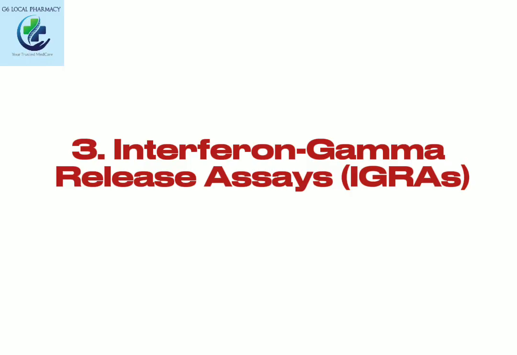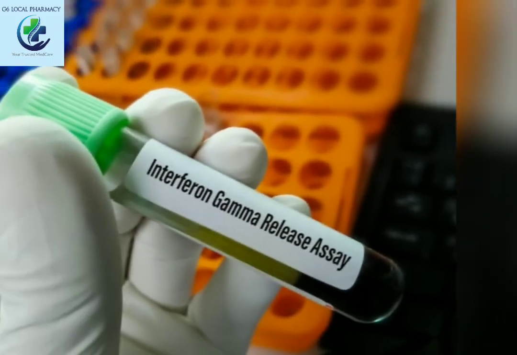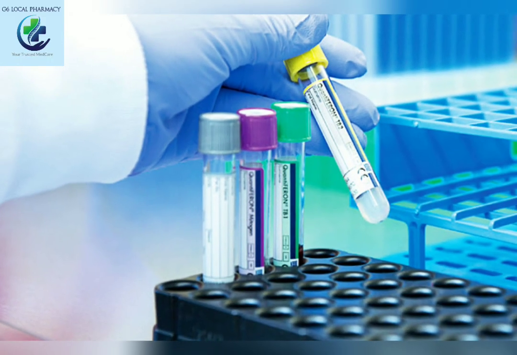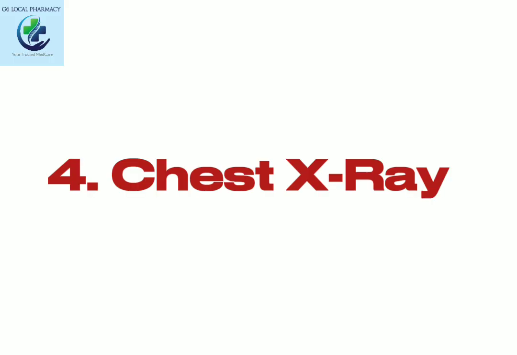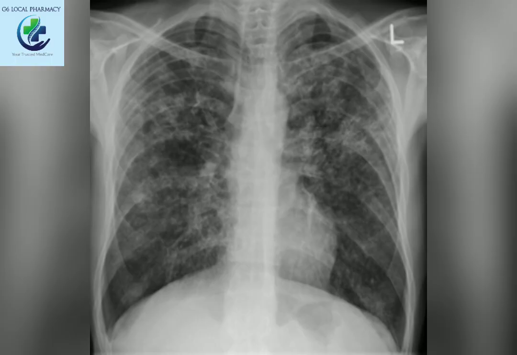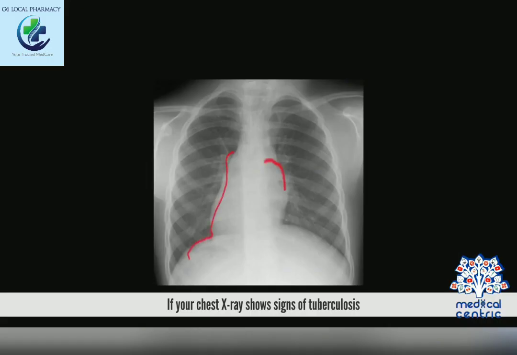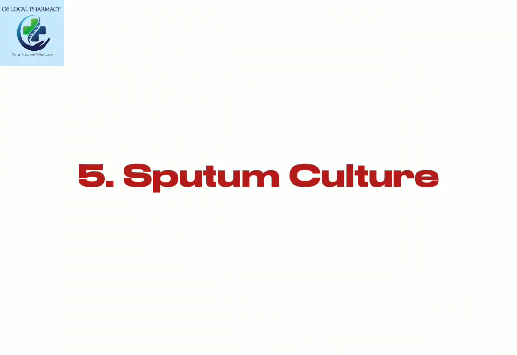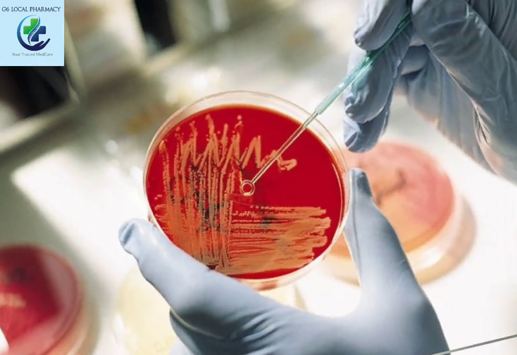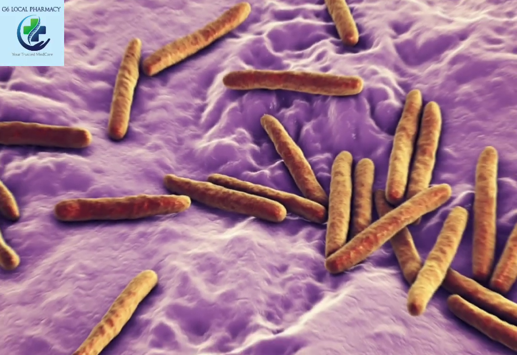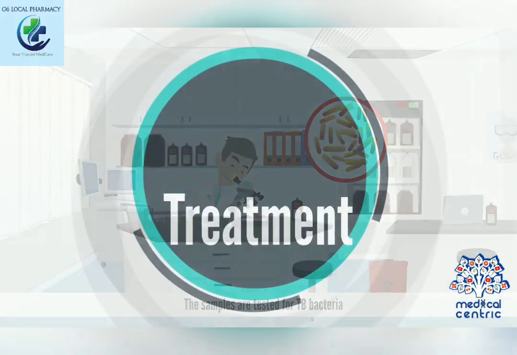3. Interferon gamma release assays. These blood tests, like the QuantiFERON-TB Gold test, check for the presence of TB infection. 4. Chest X-ray. An X-ray can reveal abnormalities in the lungs, such as the characteristic TB lung lesions. And finally, 5. Sputum culture. A sample of sputum, mucus coughed up from the lungs, is collected and cultured to confirm the presence of the TB bacteria.